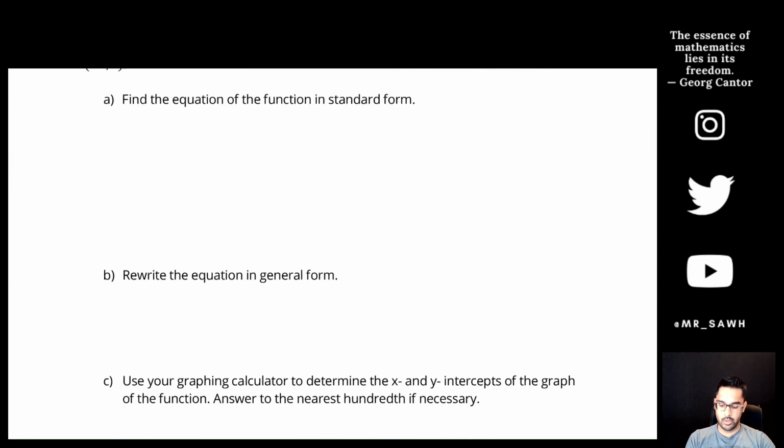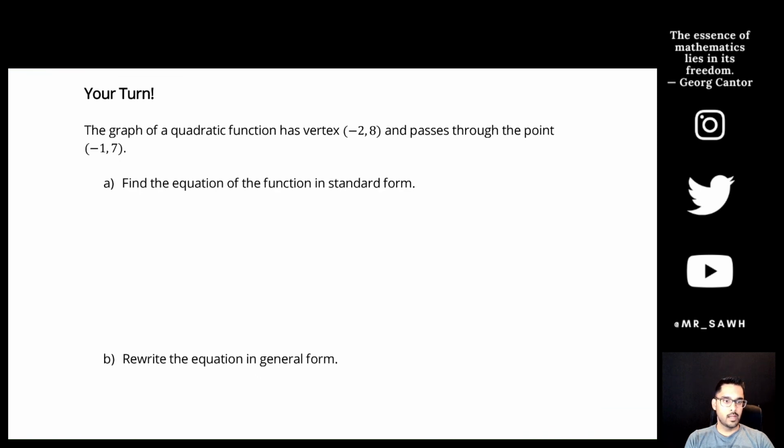Okay, we've got one more to try here. So we'll again build this equation out using the information I'm given. This time I have a vertex, so I know the P and Q values. The other point is just a point, so that's going to tell me x and y. The only thing I don't know here is a.